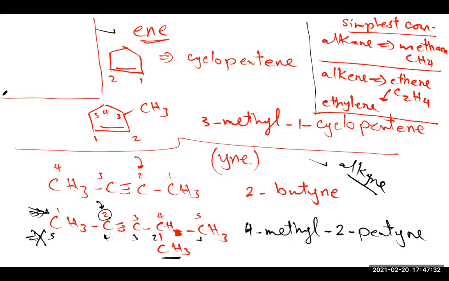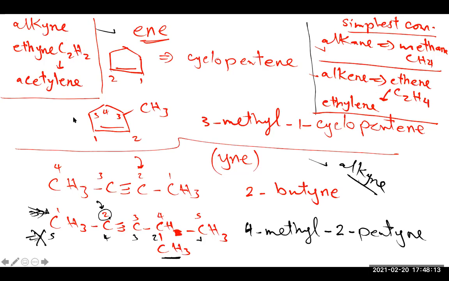And the simplest compound in alkyne is ethyne, which is C2H2, and it also has a common name, which is acetylene. Okay, so you should know this. So for alkane, we have methane, which is the simplest one, CH4. The simplest one for alkene is ethene, which is also called ethylene. And the simplest one for alkyne is ethyne, which is also called acetylene. Okay, we will take 1 or 2 exercises for benzene, and then we'll continue.